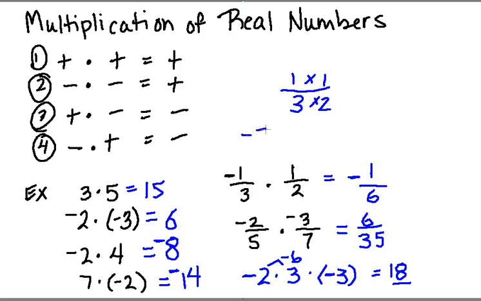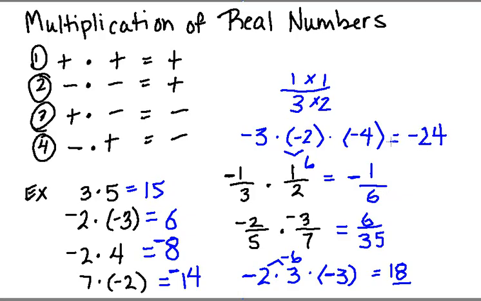Suppose I have minus 3 times a minus 2 times a minus 4. Okay, in this example, minus 3 times minus 2 yields a positive 6. A positive 6 times a negative 4 is going to yield a negative 24. So that is my answer.